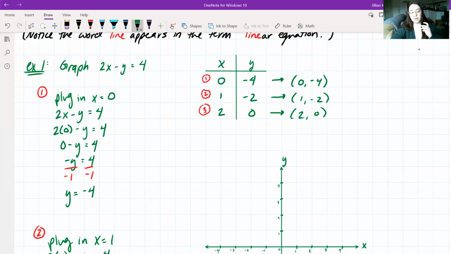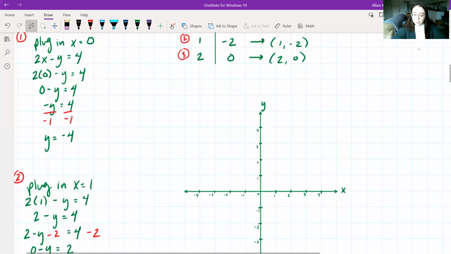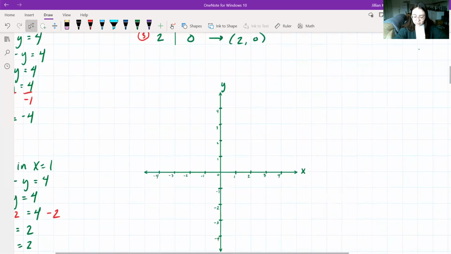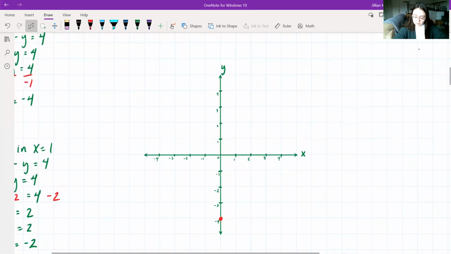So we have our 3 ordered pairs. Now we want to graph them. Starting with our first ordered pair, 0, -4, we'll plot them in red. So 0, -4, we want to plot on our graph. So our x value is 0. So we begin at the x value 0. And then -4, so we're going to go down 4 and plot our point. And this point here is 0, -4.